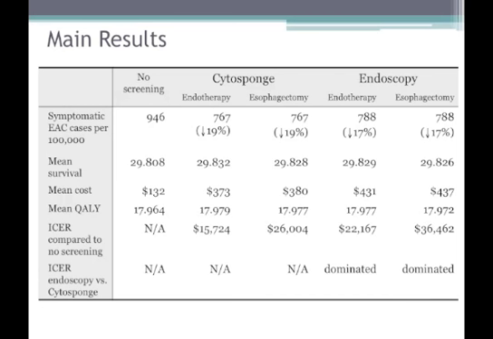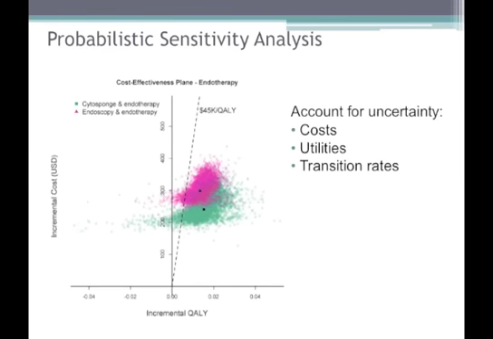Both endoscopy and Cytosponge screening have similar health gain. Look at the mean qualities here. So the comparison is mainly in terms of costs, and Cytosponge is associated with lower cost than endoscopy. We also performed a sensitivity analysis to account for the uncertainty on the inputs, such as transition rates, costs, utilities, prevalence of Barrett's, etc. The details of the sensitivity analysis are in the main paper.